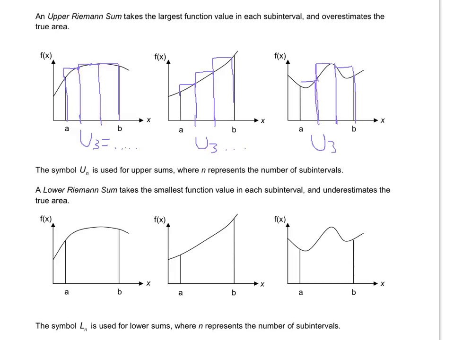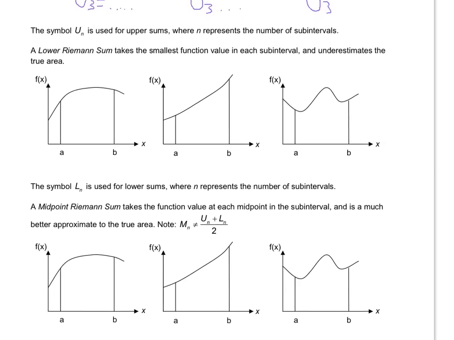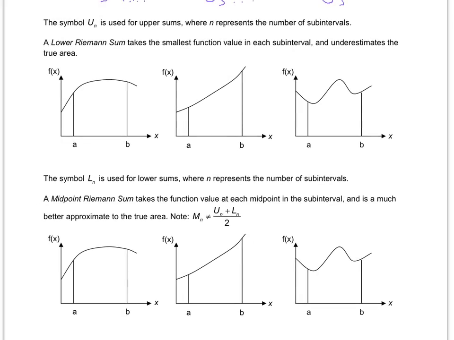Okay? So as you can imagine, now we're going to talk about a lower Riemann sum. And that is exactly what it sounds like. You're going to take the smallest y value in each subinterval. And these are obviously going to be underestimates of the area. So in each of the subintervals, just pick the y value that you think is the smallest of all of them. And again, we'll go ahead and partition this.